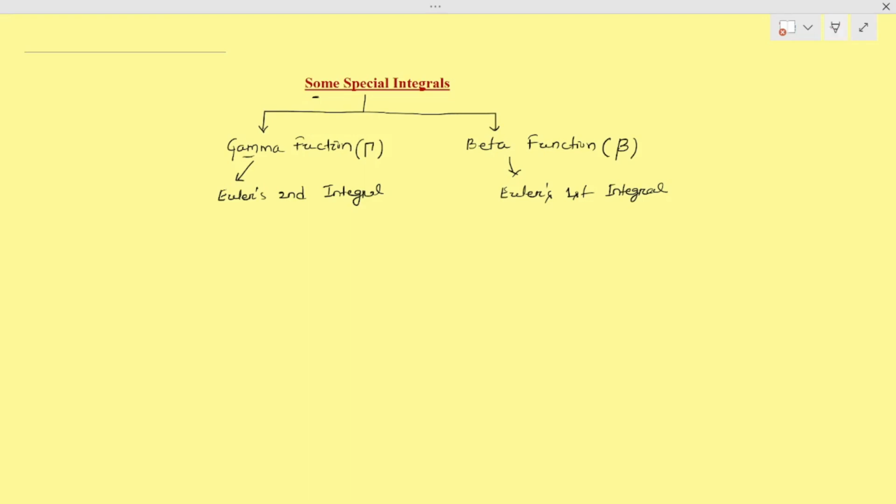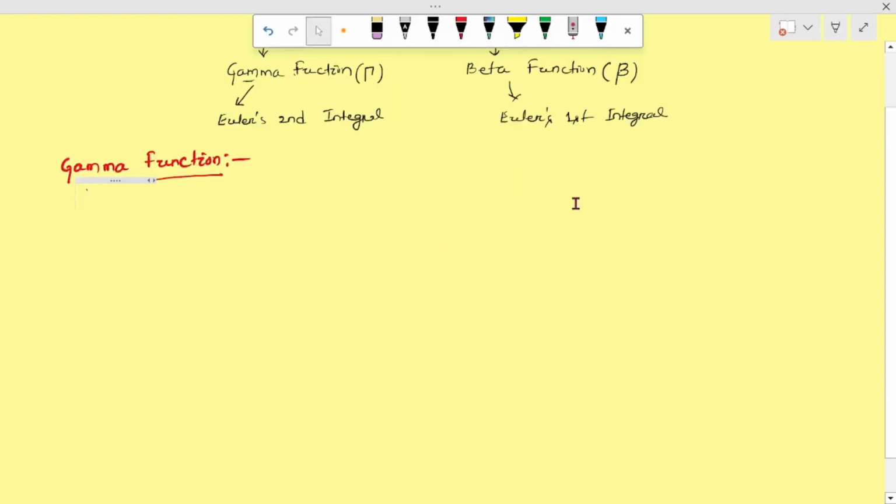So first we are going to discuss gamma function, properties of gamma function, different representations of gamma function, and some numericals upon gamma function. Then we are going to move towards beta function. As per the definition of the gamma function, first we have to write.